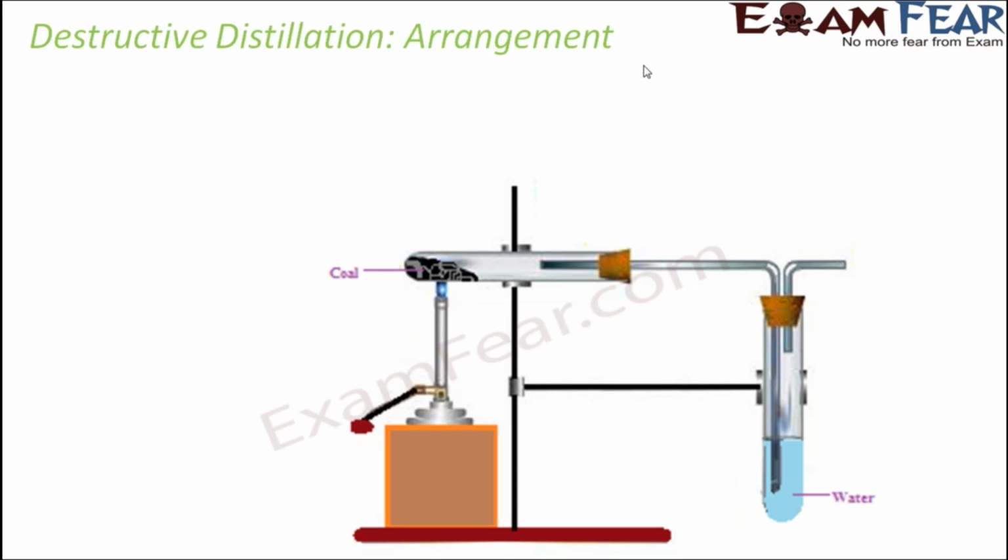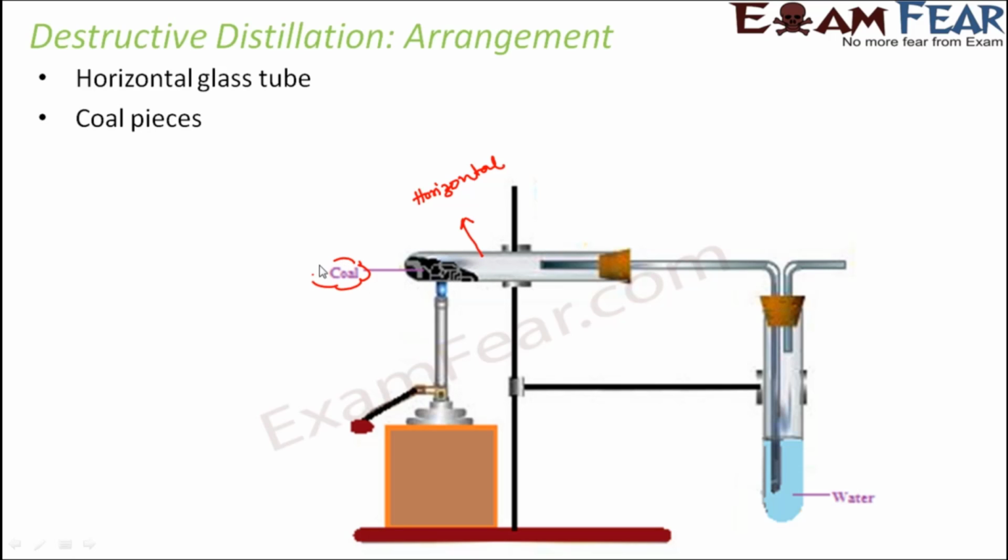We will look at the entire arrangement, the entire apparatus, how we will set it up so that we can get the various products out of coal. For this purpose, we would need a horizontal glass tube. As you can see here, this is the horizontal glass tube. We would need another vertical glass tube. We would need some coal pieces. As you can see here, these are the coal pieces. Basically we are going to heat these pieces of coal. We also need a vertical tube. So here you can see the vertical tube.